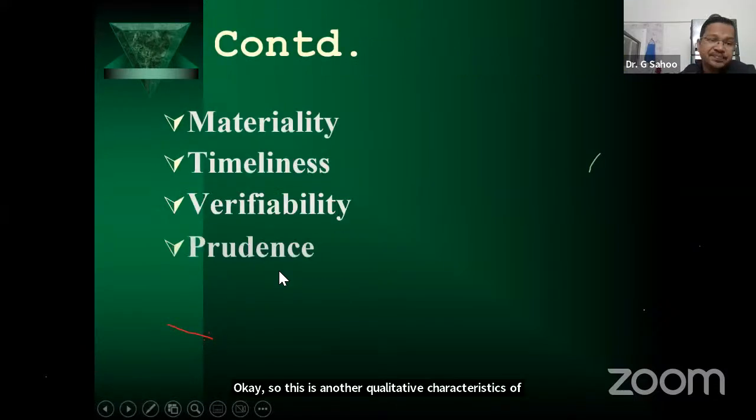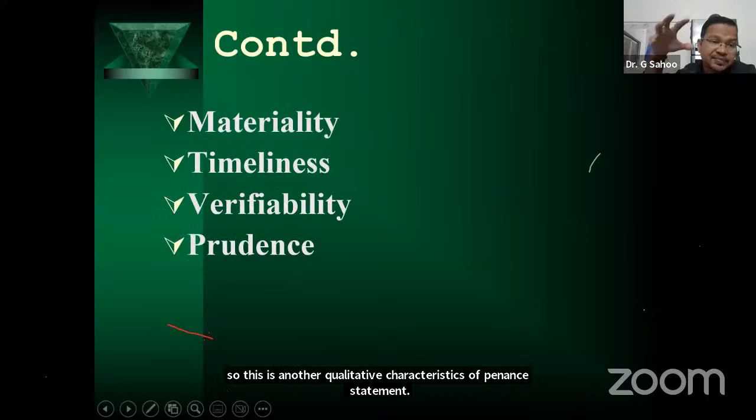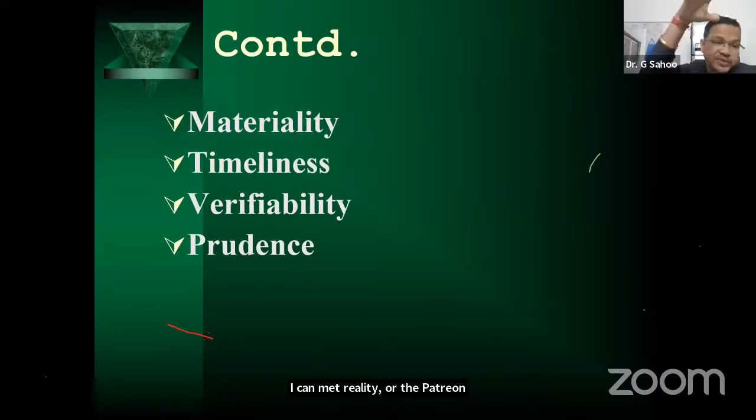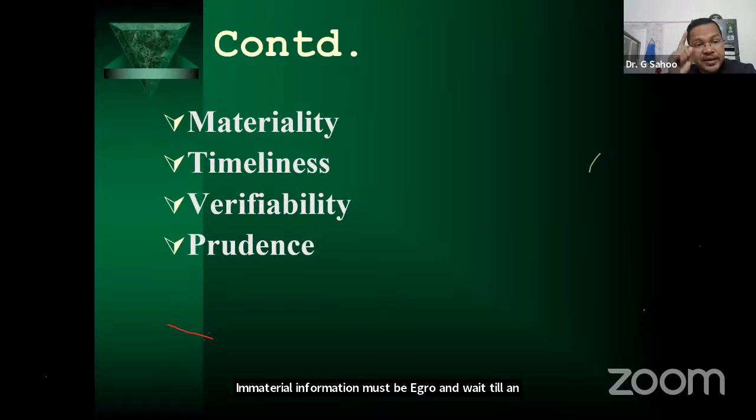Again, materiality. All material information must be recorded in the financial statement and immaterial information must be ignored. And timeliness, whenever we are preparing the financial statement, it must be able to provide timely information. As and when you need, as and when you require, you must be able to get the information from the financial statement. That is timeliness. Again, verifiability.